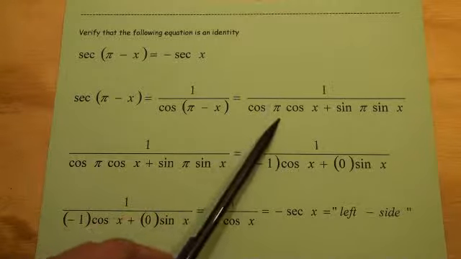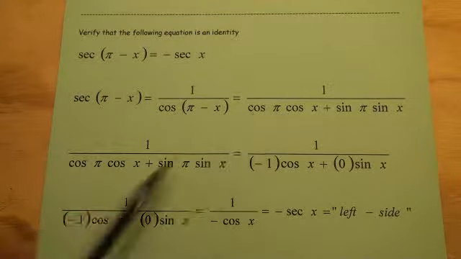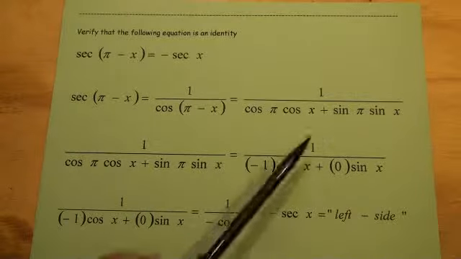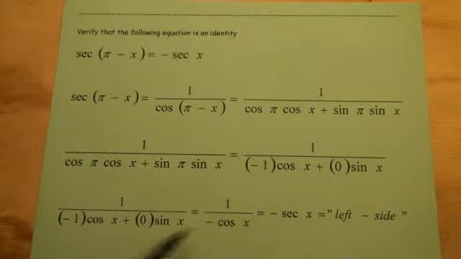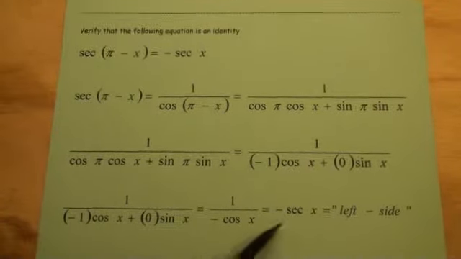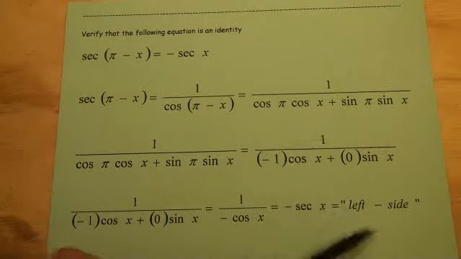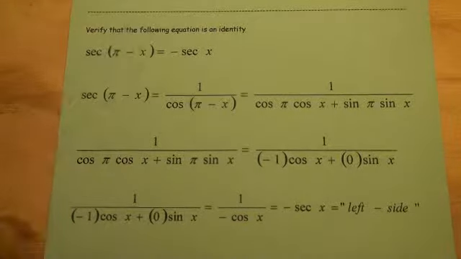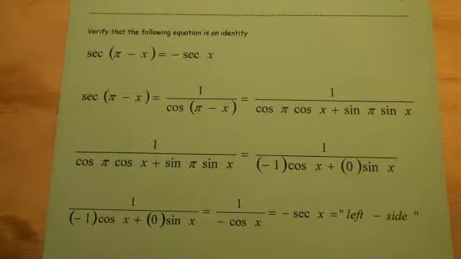And what's cool about this is you just use radians. Cosine of pi is the same thing as cosine 180, negative 1. Sine pi is the same thing as sine 180, which is 0. So therefore you end up with just simply 1 over negative cosine, which is definitely negative secant, which is what we have on the left side. So therefore, the left side equals the right side. So there you have it, ladies and gentlemen. We have just taken a look at the sum and difference identity when dealing with cosine.